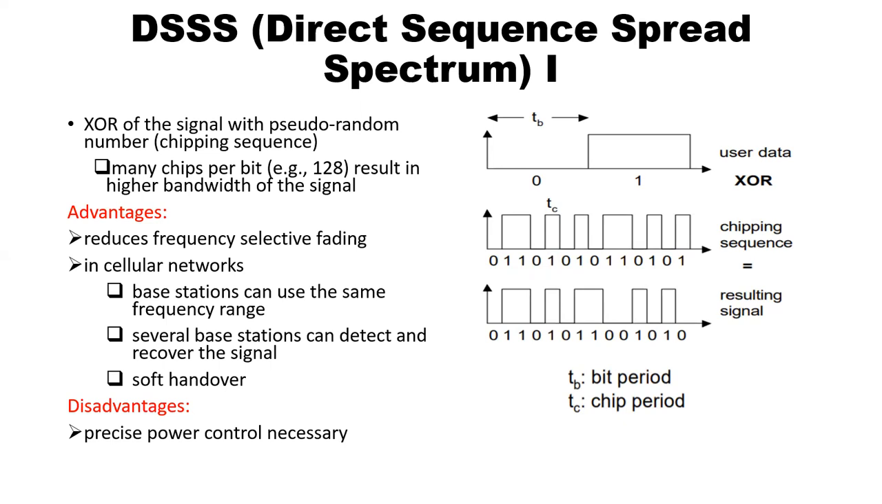Coming to the topic, direct sequence spread spectrum, DSSS. Here, the user data is going to be XORed with a chipping sequence, which is a pseudo-random number, which is being generated using the Banker's algorithm. Now, this XORed data, the resulting data, is going to be broadband data. That is the user data which is being spread into a broadband signal. And this data is going to be sent to the receiver.